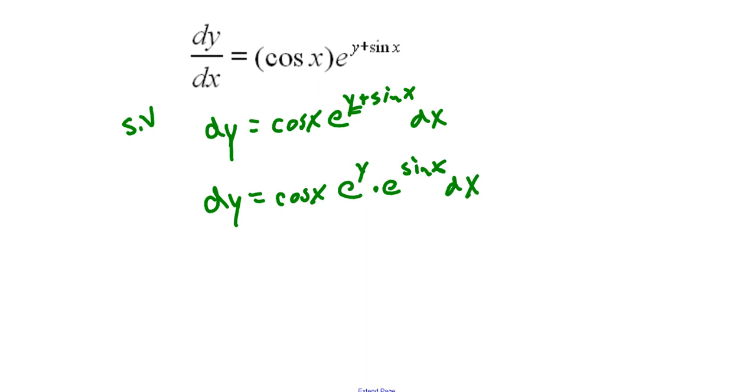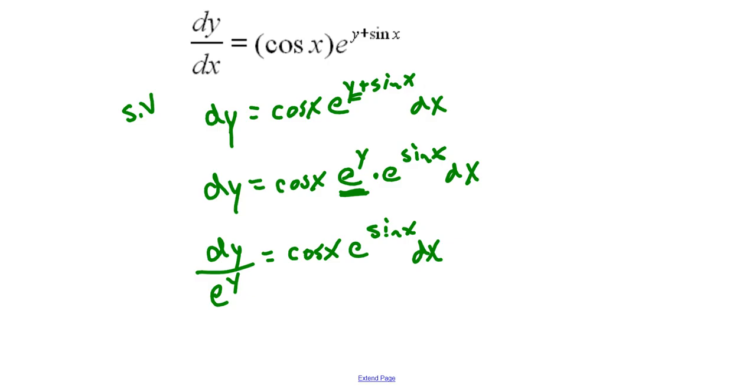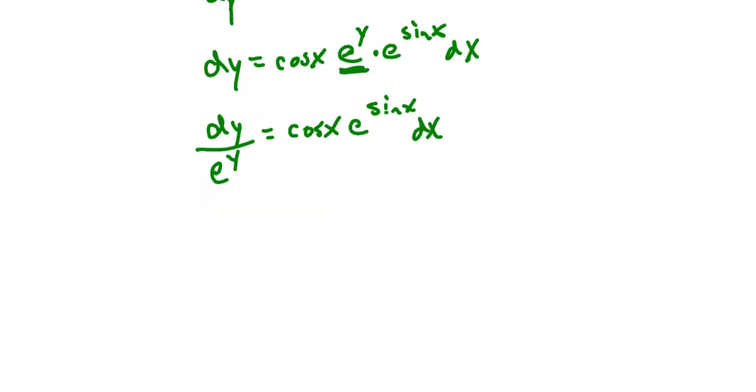Because now here we can see that we have my y, and I'm going to divide that to the other side. So I'm going to have dy over e to the y, and then I'm going to have cosine of x e to the sine of x dx. And this is where we just separated variables. Now we're good. And now we're going to do my second step, which is integrate.